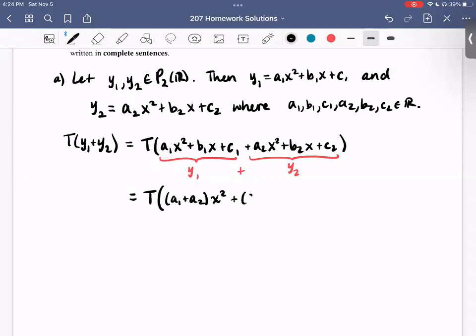I'll group everything that has, oh, sorry, should be a b here. I'll group everything that has an x next to it. And then I'll group my constants. Now that I have this in this form, I can apply the transformation pretty easily.